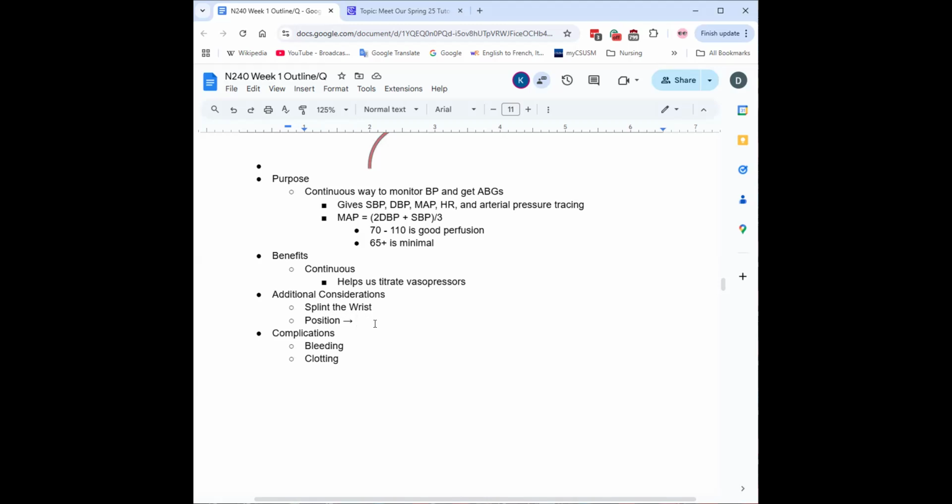Yeah, this one has a transducer. So you have to adjust the transducer at the phlebostatic axis. Where is the phlebostatic axis?